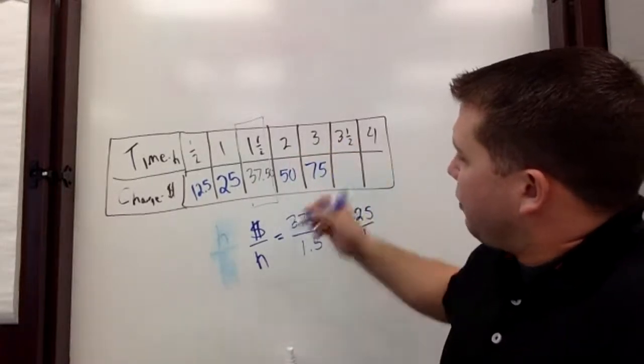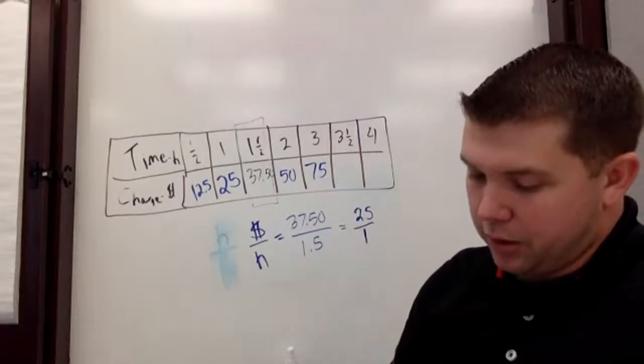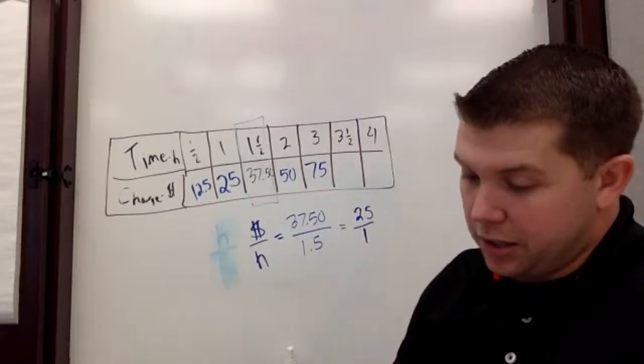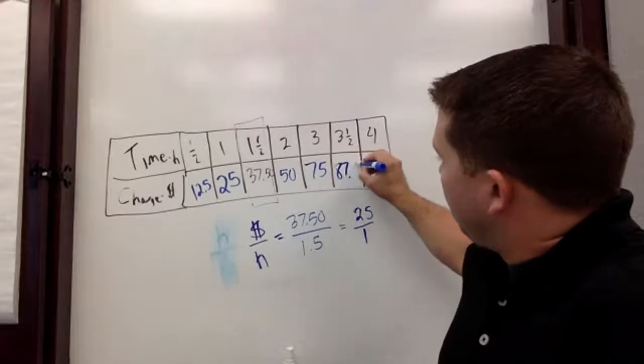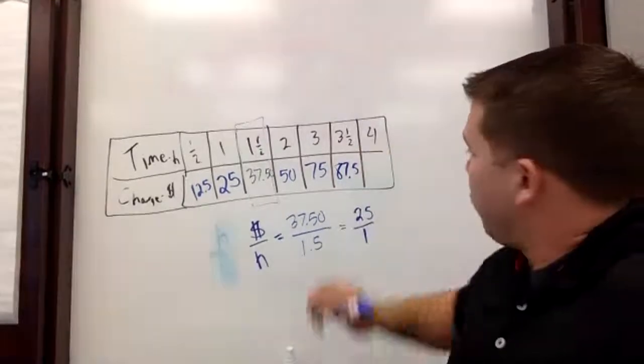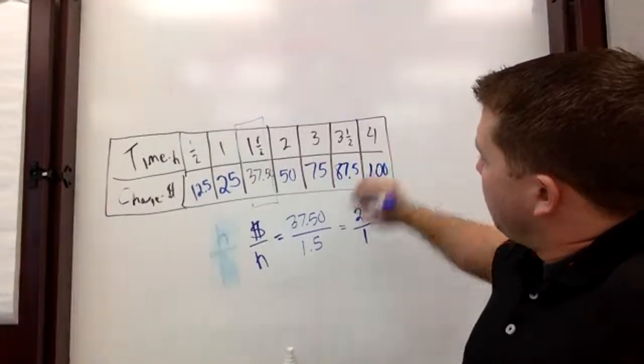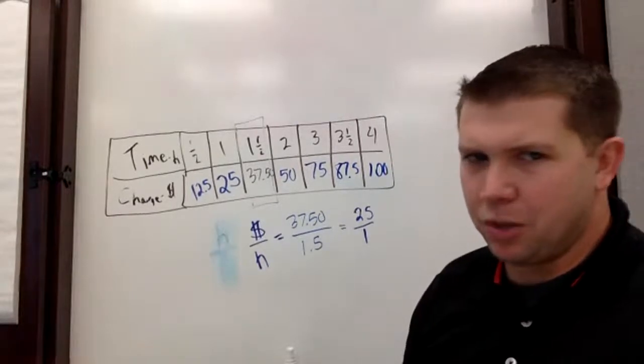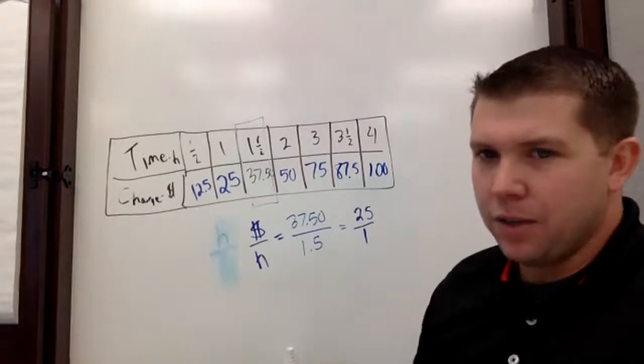Okay, so 3.5. I could just do that really quickly on the calculator, because again, you get a calculator on your test. Okay, 87.5. And then, of course, 25 times 4 would be $100. Okay, if I made any mistakes, let me know, but pretty sure that that's what we're looking for.